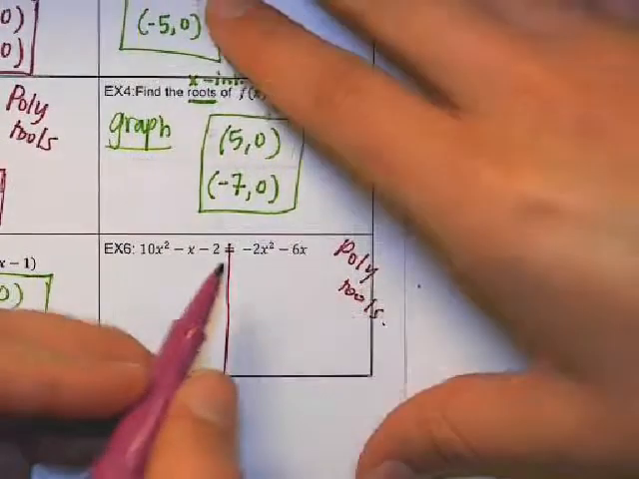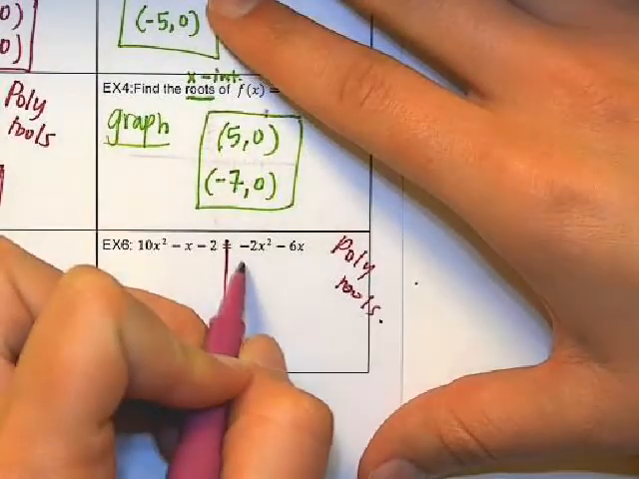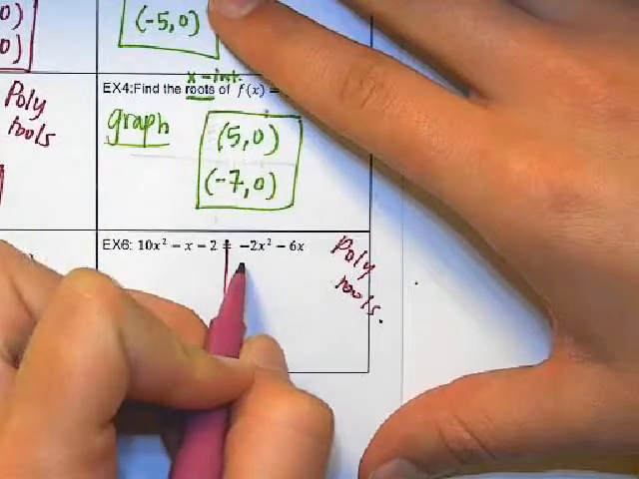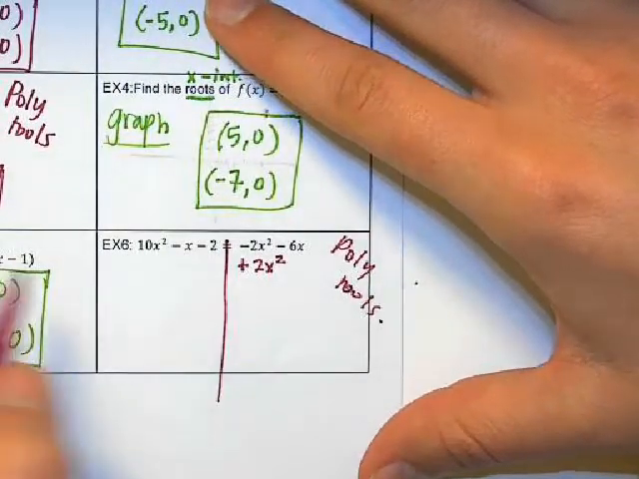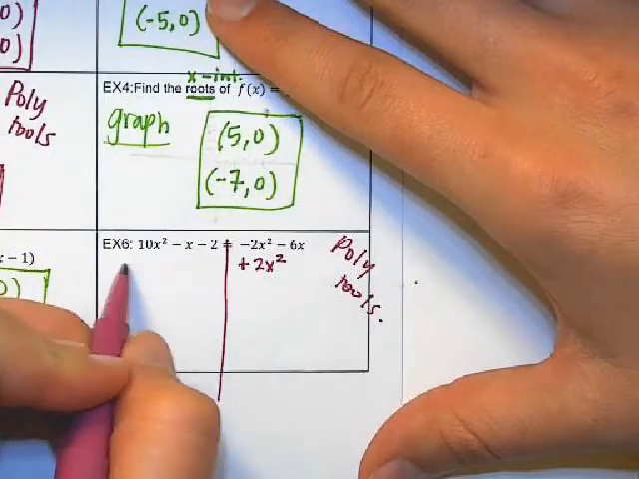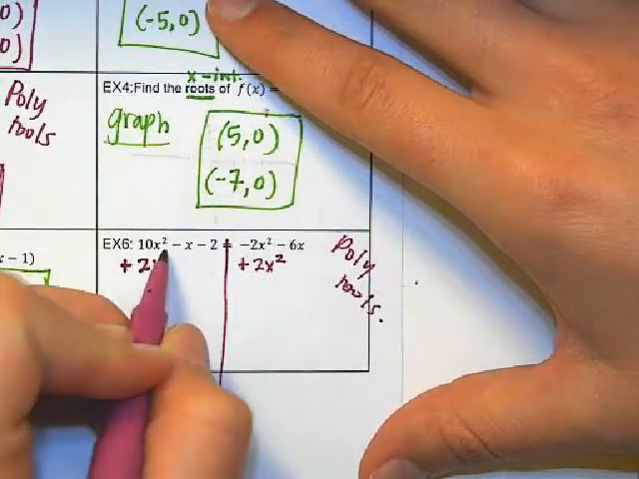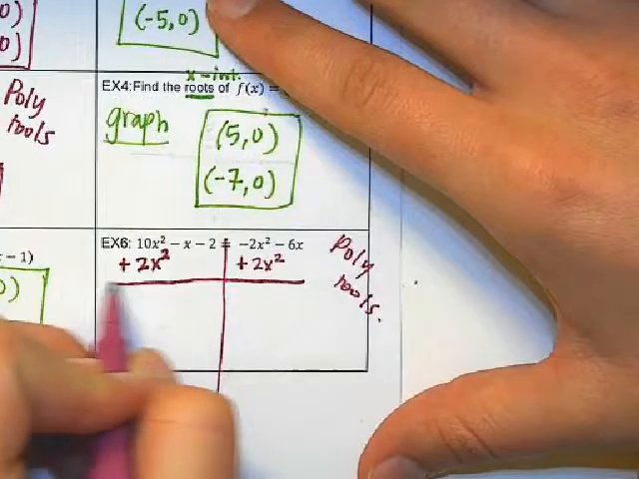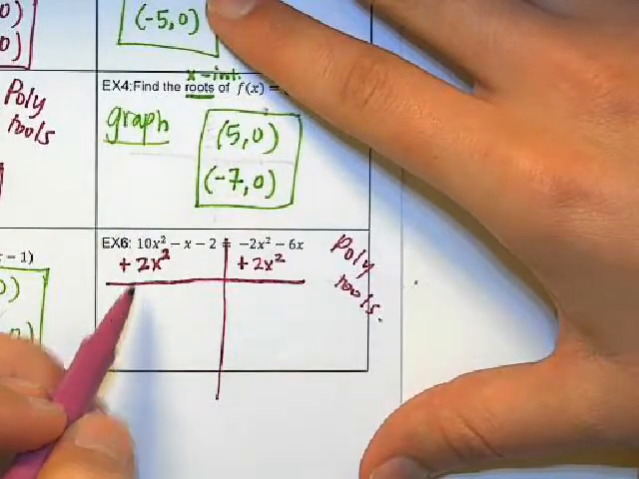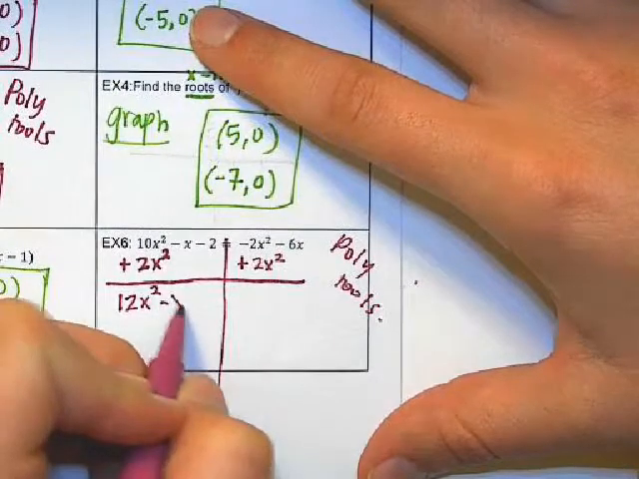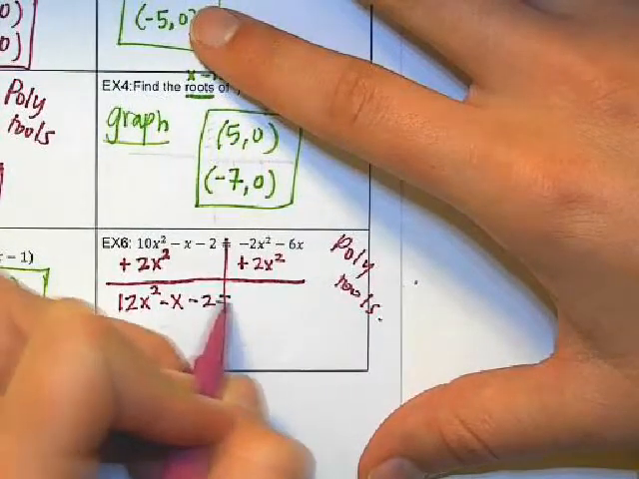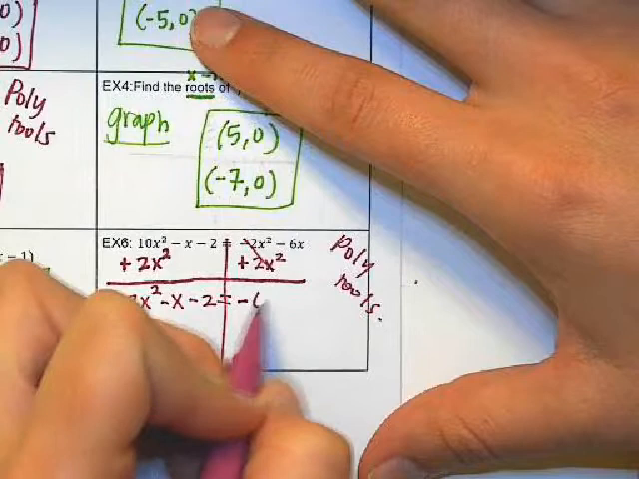Okay, I'm going to get rid of the negative 2x squared first. How do I move a negative 2x squared? Positive. Add 2x squared. Does it have a like term? Which one? 10x squared. So that's where I'm going to write it. I'm going to write it underneath that one. 10x squared plus 2x squared is 12x squared minus x minus 2. These cancel. I'm bringing everything down. Minus 6x.